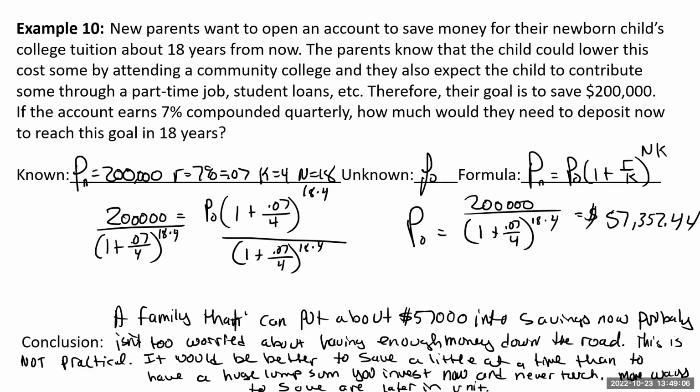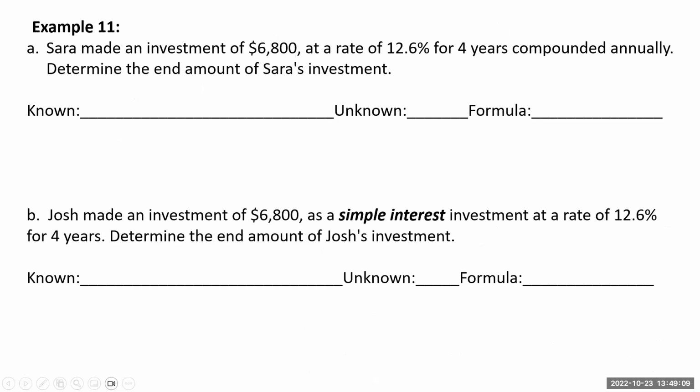Okay, guys, so let's take a look at our last example here for compound interest, example 11. Sarah made an investment of $6,800 at a rate of 12.6% for 4 years compounded annually. Determine the end amount of Sarah's investment. So again, what do we know? We know that she invested $6,800 at an interest rate of 12.6%, so that's 0.126 as a decimal. She's going to invest for 4 years, compounded annually, so that's once. We're looking for the amount of money.